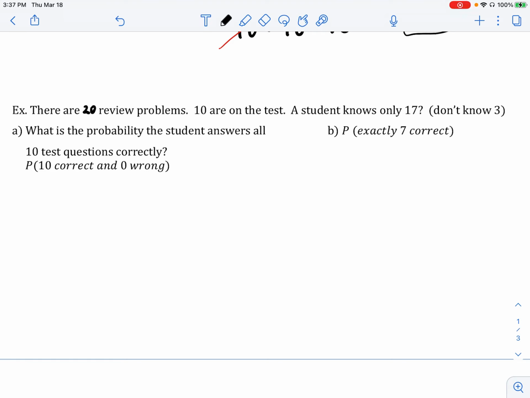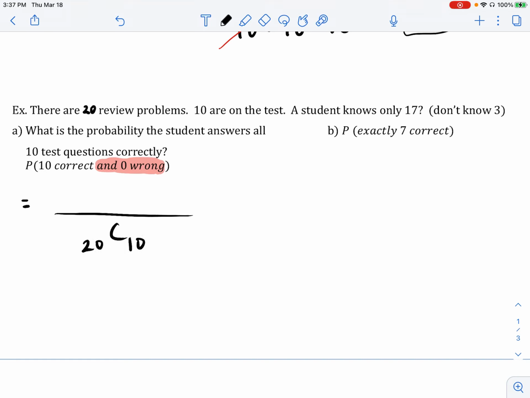So what is the probability the student answers all 10 questions correct? Okay, so the probability of 10 correct and 0 wrong. This part right here may not seem important right now, but it's important that we know how to incorporate this into our work because it will be pretty important down the line. So first off, let's again come up with the total number of ways that something can happen. We are choosing 10 problems, where I'm not, but this professor is choosing 10 problems from the 20 that are available on the test. So ask yourself, what are the total number of ways you can choose 10 from 20? Well, that's just 20 choose 10.